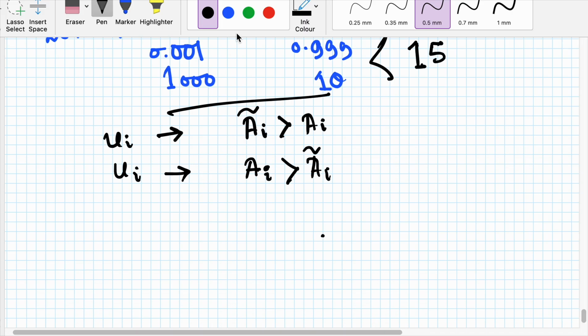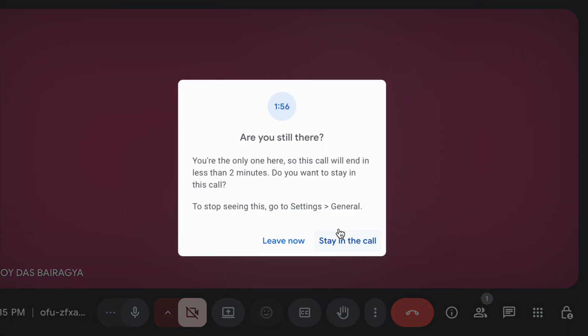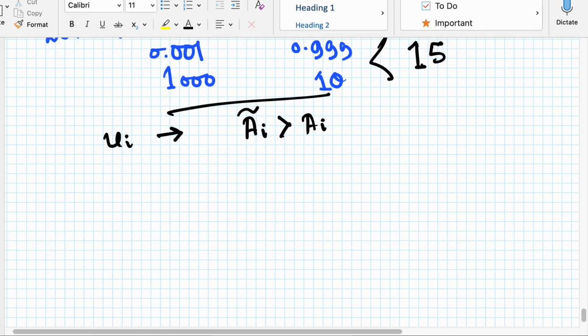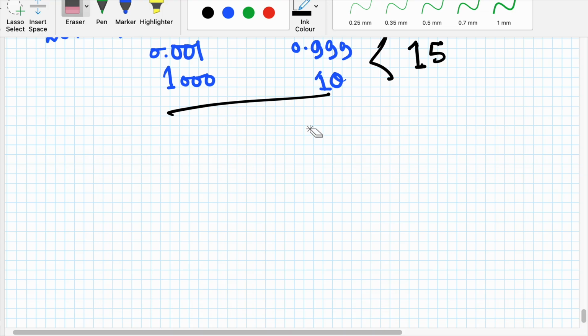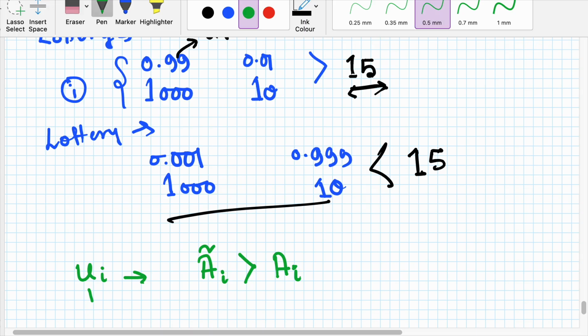Now from this experience we can certainly say there will exist some UI for which this lottery will be preferred over AI, and if I increase the UI, okay, let me represent it in this way to make clear what the UI is.